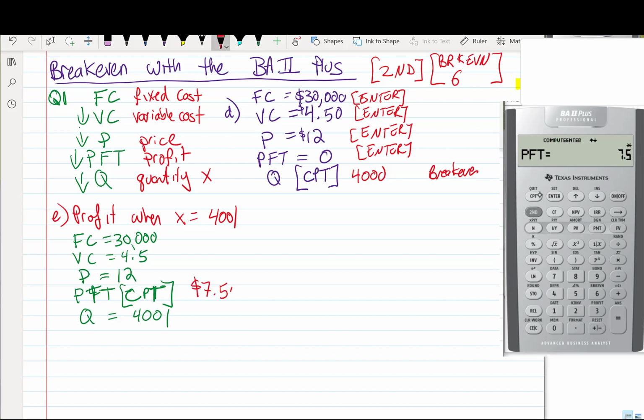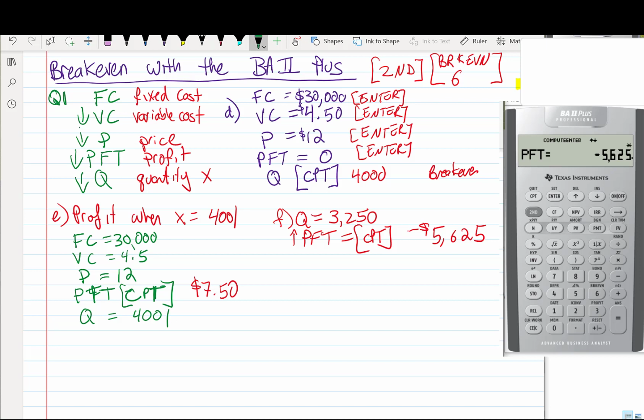$7.50, the contribution margin. Again, I can do this if I am going to sell 3,250. Then I go back to Q, 3,250, enter, and now I go back into profit and compute. So I'm going up to profit, press compute, and I get negative 5,625, exactly what we had before.